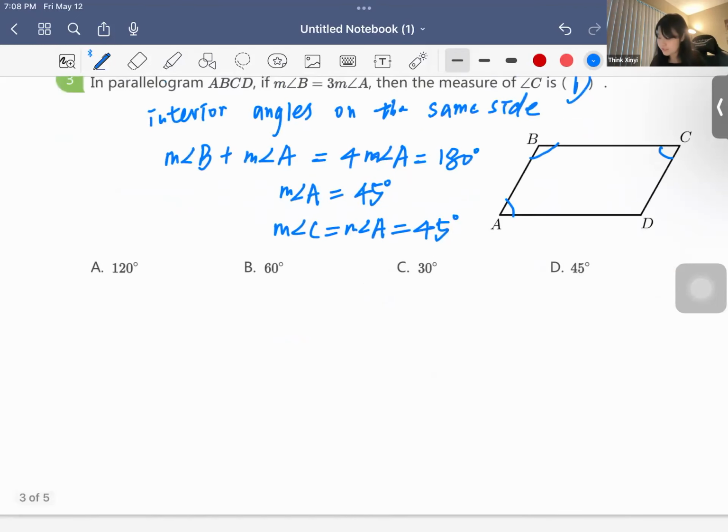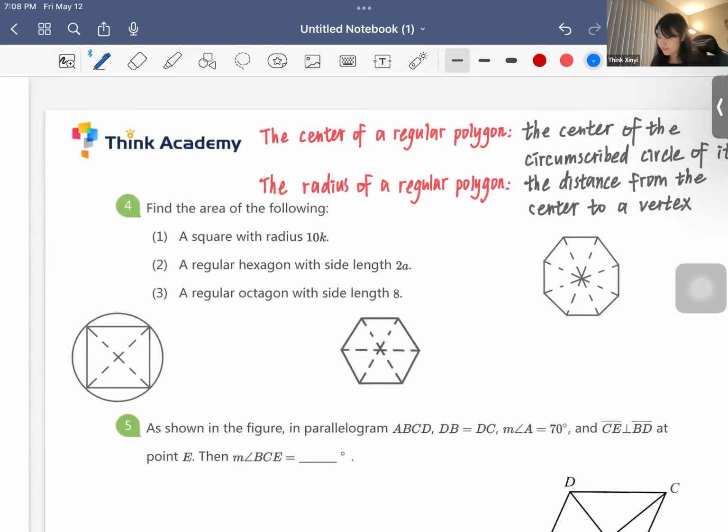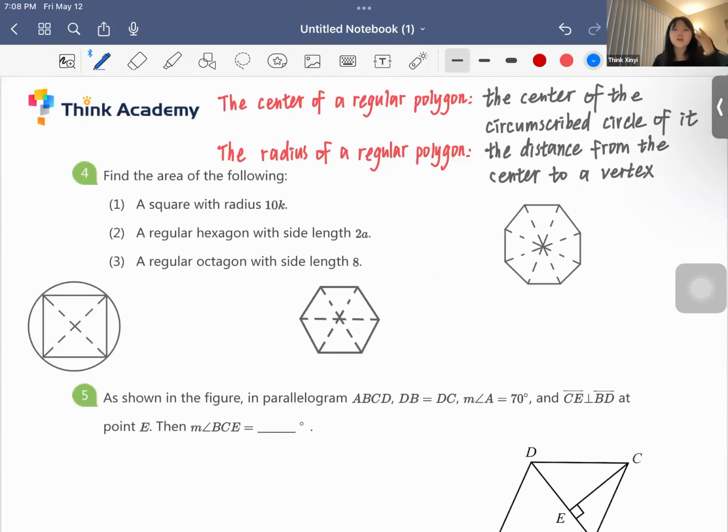Let's move on to see the key question in today's challenge, okay? This question has 3 parts. It asks us to find the area of the following. And I see in the WeChat group, some parents asked me, what's the first question? Why does it give a radius of the square? What does that mean? Okay, so let's have a review of the regular polygon here.